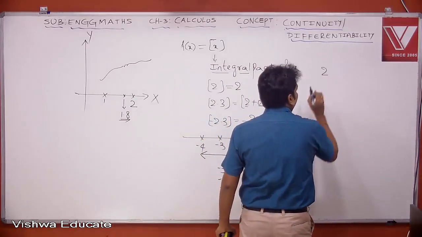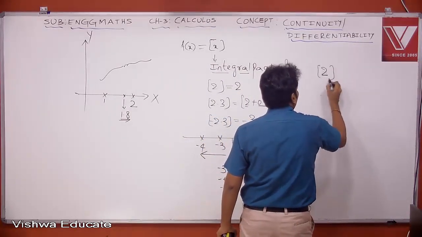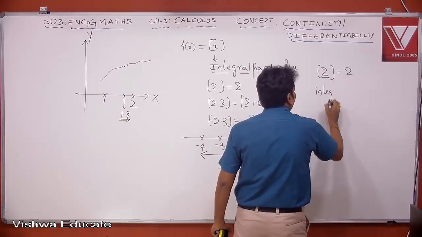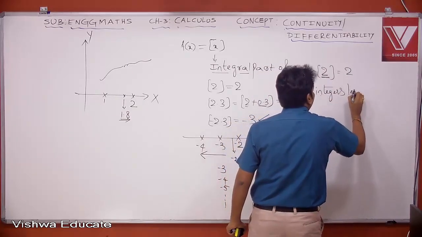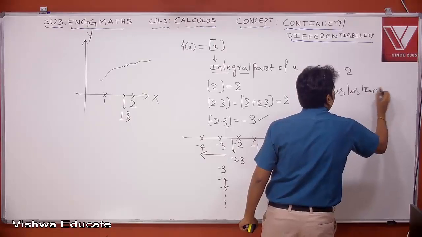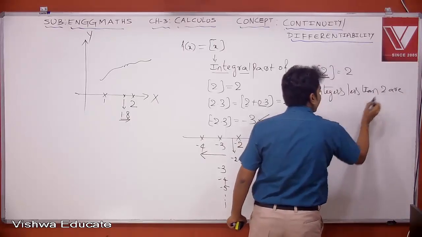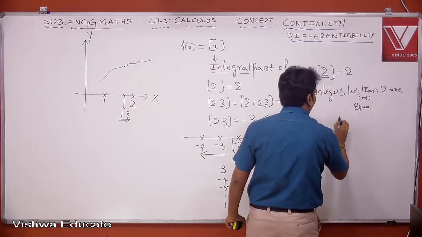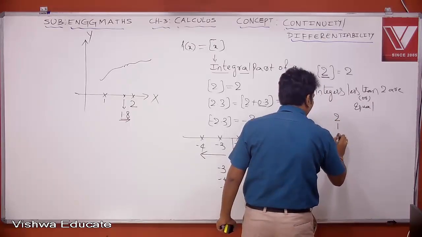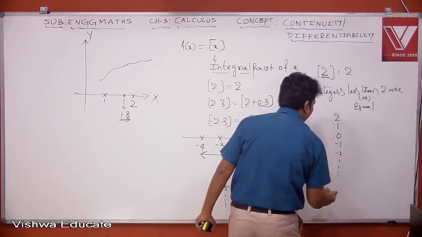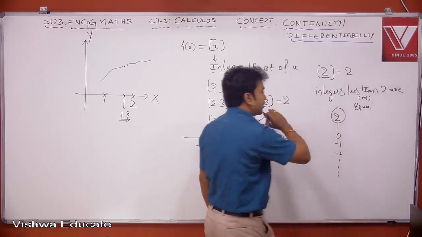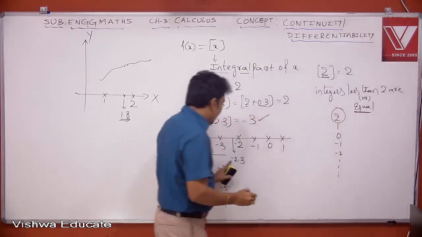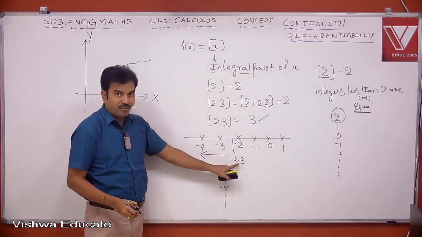Suppose when you come to integral part of 2, it is 2 only. What are integers less than or equal to 2? Integers less than or equal to 2 are 2, 1, 0, minus 1, minus 2, etc. Among all these integers, 2 is the largest value. So here equality is important. Here also equality works, but this is not an integer value.